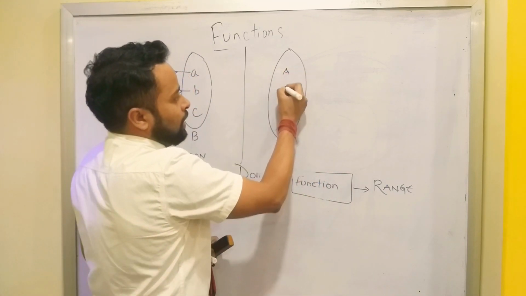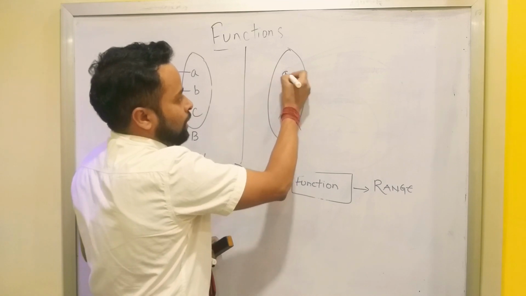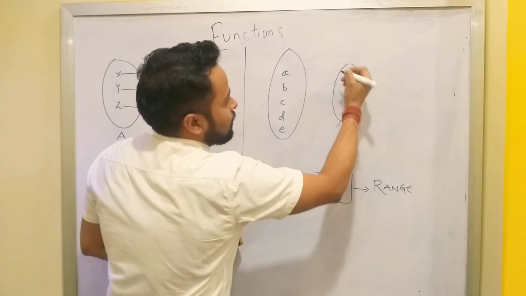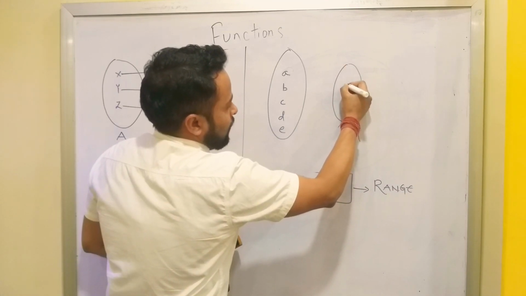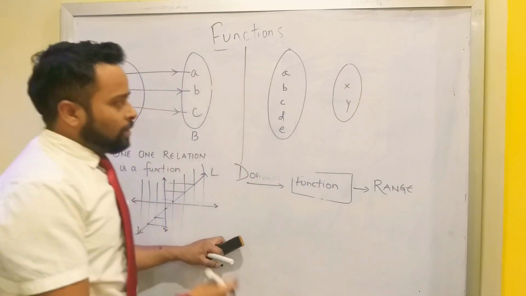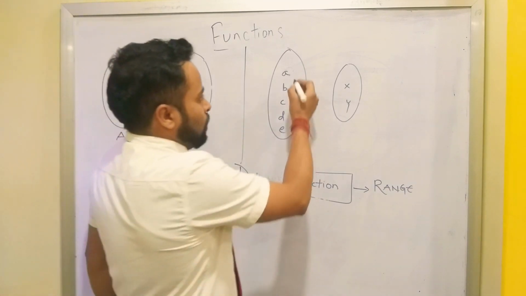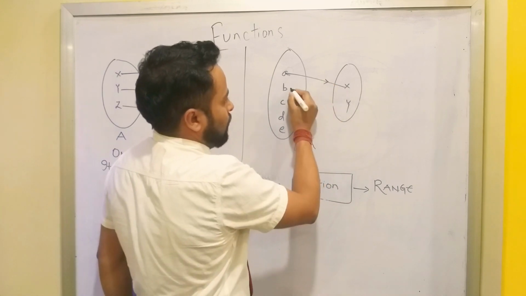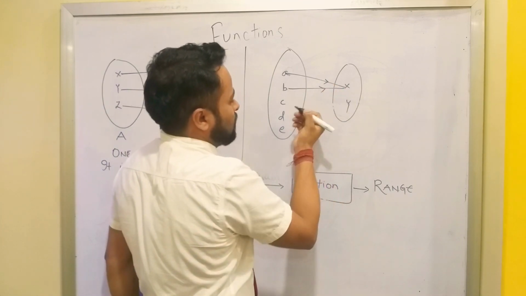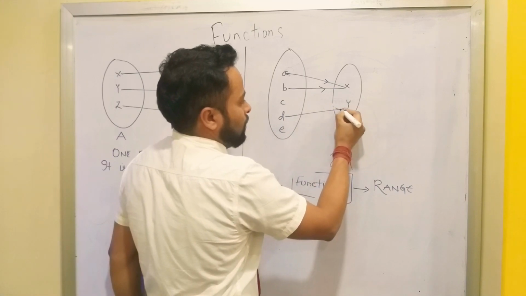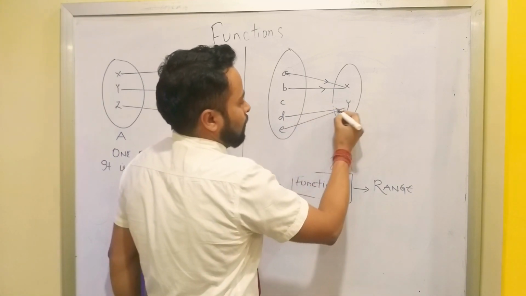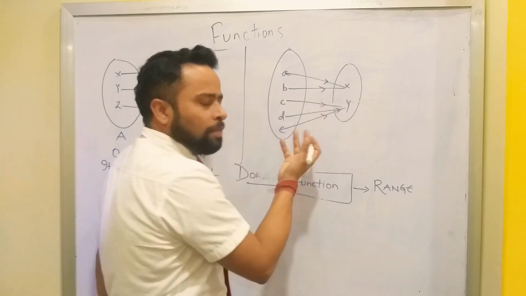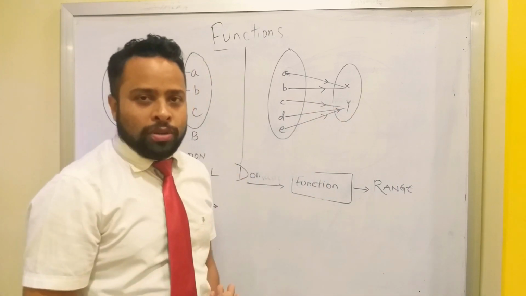Say A, B, C, D, E in one set, and x and y in the other. It is up to you, you can interchange here and there. Suppose the input is A, I get x. Input is B, I get x. Input is D, I get y. Then E, also y. Maybe C, input is again y. Whatever I draw will be shown, isn't it?